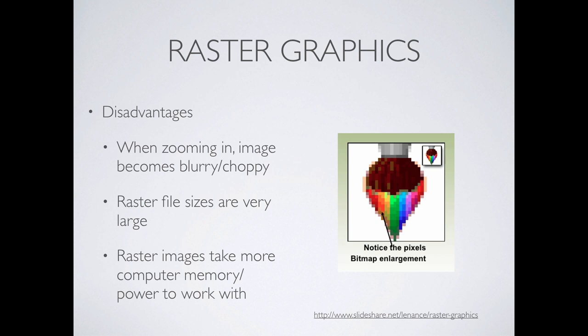The disadvantages of a raster graphic are essentially that the more you zoom in, the more blurry or choppy that image is going to become. So at some level, you get to the point where you're seeing the individual pixels that make up the image, the individual squares.